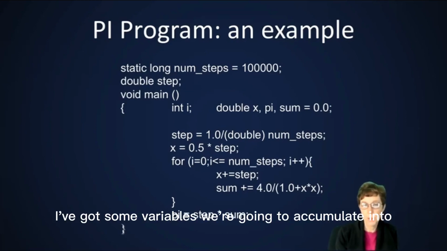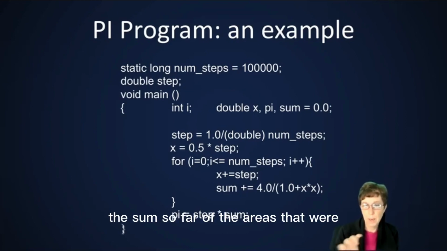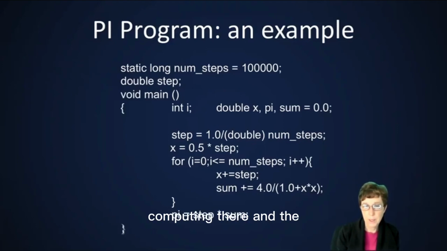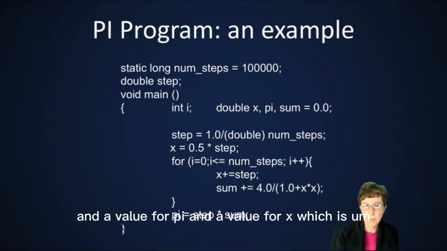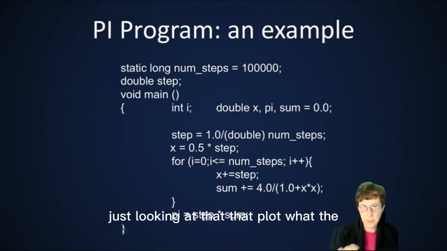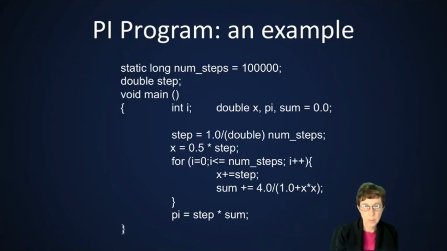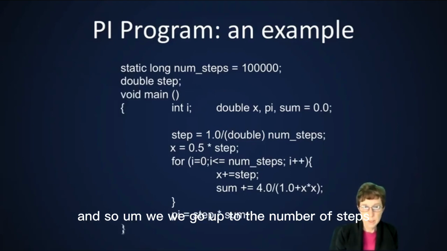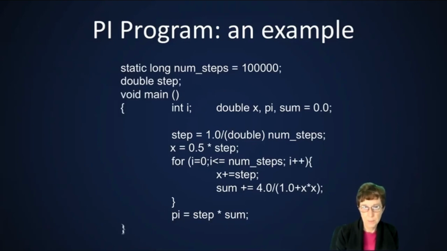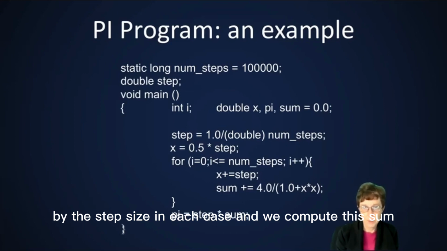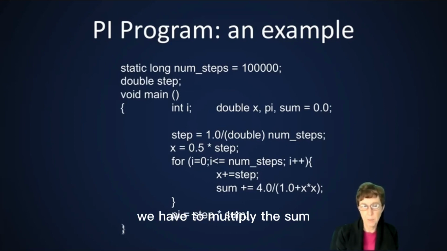We've got some variables: a sum, which we accumulate the areas that we're computing into, a value for pi, and a value for x, which, looking at that plot, is the value of x as we're going through it. So a particular point on the x-axis, and then the height of that, which will be used to compute the area of the rectangle. And so we go up to the number of steps, incrementing by the step size in each case, and we compute this sum. Then at the end, we multiply the sum times the step size to get the actual value of pi.